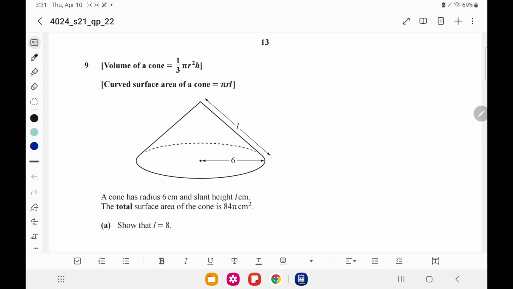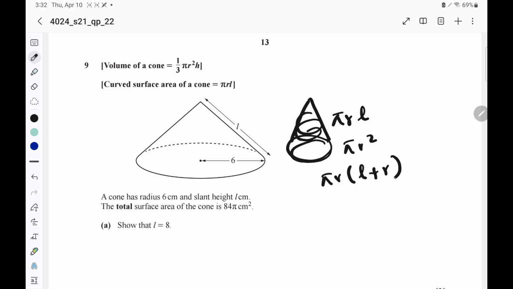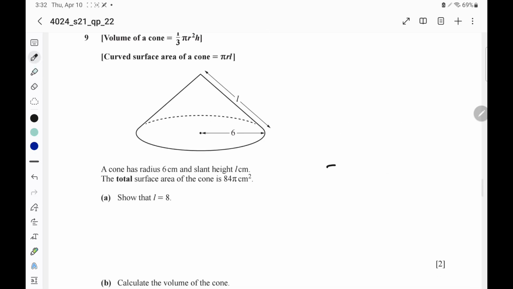So the total surface area means the area of the circle and the curved surface area of the cone both. So you have pi r times L plus r, or you can do pi r L plus pi r square, because the curved surface area is pi r L and the circle here is pi r square. When you add it together, it can be pi r times L plus r, or you can write pi r L plus pi r square is the total surface area of the cone. Alright, so we are going to find out the value of slant height here.